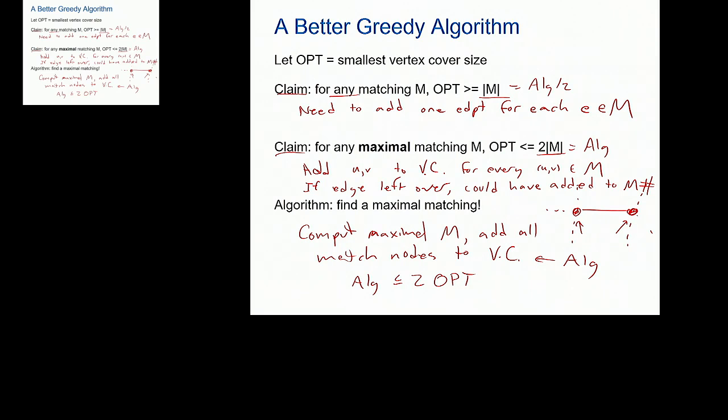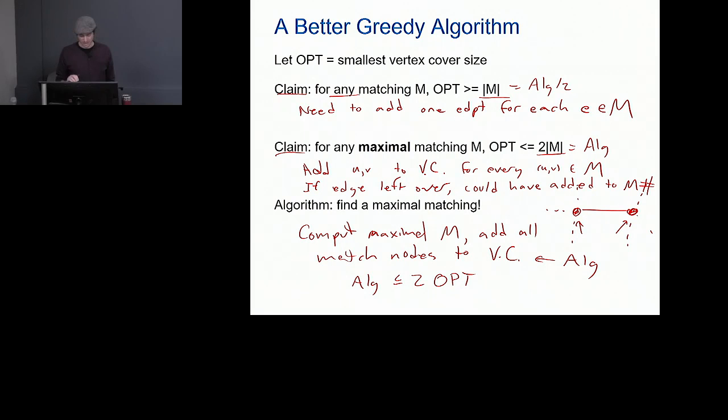So basically, we find a maximal matching, we throw both endpoints in, and we know that we weren't worse than twice as bad because at least the edges that we matched had to be covered. So the optimal solution had to at least cover those edges. So I've only, at most, blown up my vertex cover by 2.